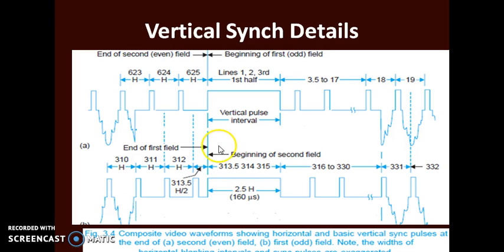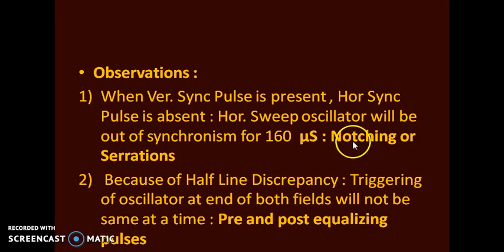The second observation from this graph is the half line discrepancy problem. Here the vertical sync pulse appears after a half line period, that is at the end of 312.5, but the second vertical sync pulse appears after a full line period. So this half line discrepancy problem will create triggering of the oscillator at different times at the end of the two fields. So this is again problematic. To avoid this, the solution is pre and post equalizing pulses.